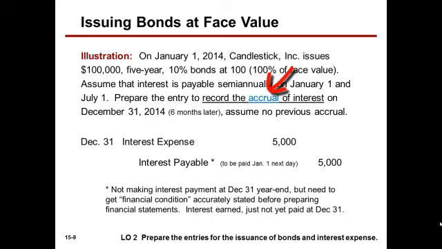Note that we are not making an interest payment at December 31st year-end, but we need to get the financial condition accurate before preparing financial statements. Interest is earned, just not paid as of year-end, December 31st.